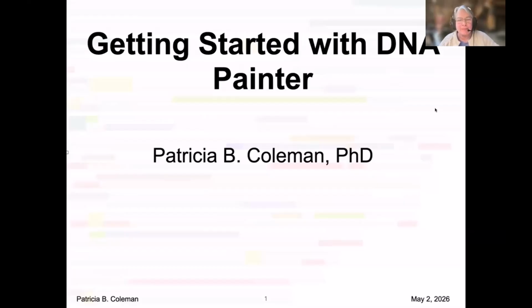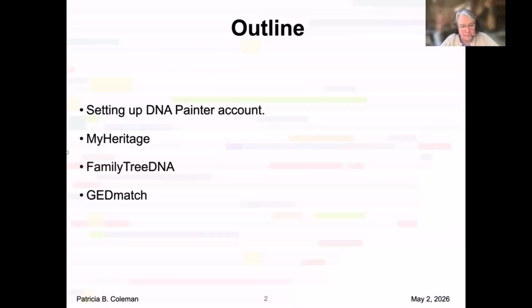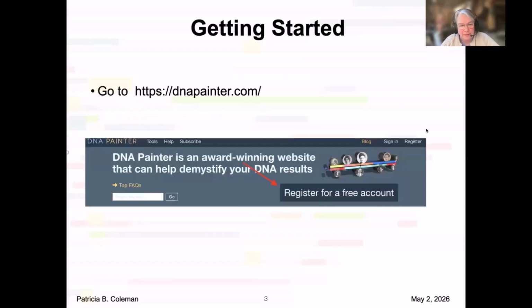Okay, thank you. So today I'm going to talk about getting started with DNA Painter. And I want to also include some examples of how I go about figuring out where a match is in the family. And I'll explain that a little more later. So we're going to start out setting up a new account and then look at the different testing companies that support chromosome browsers and see how we would collect the data from them and put it into DNA Painter.